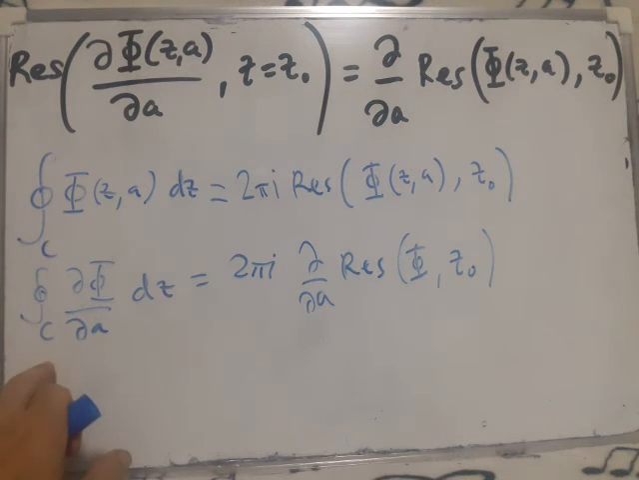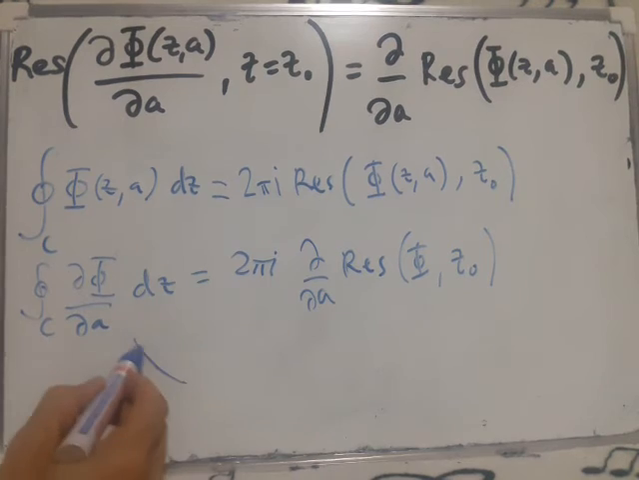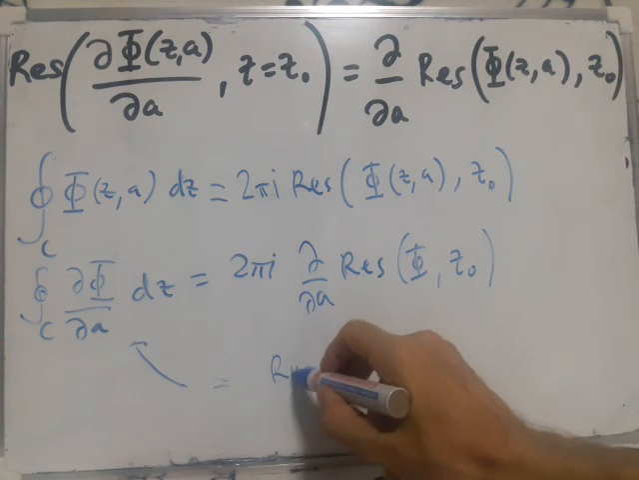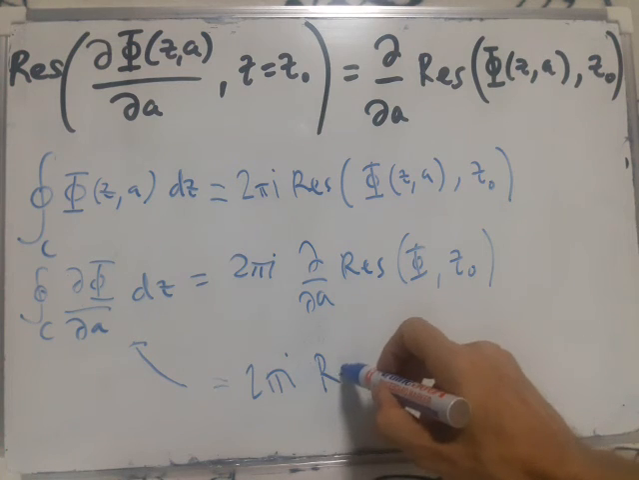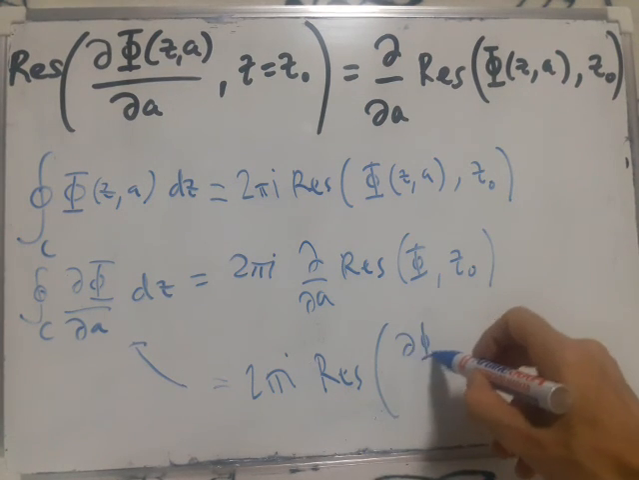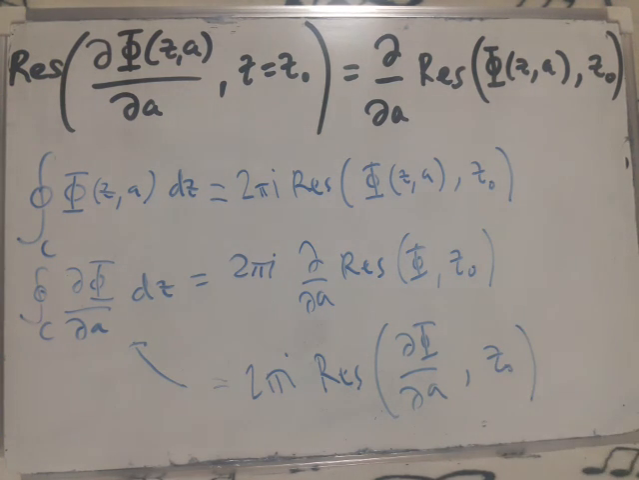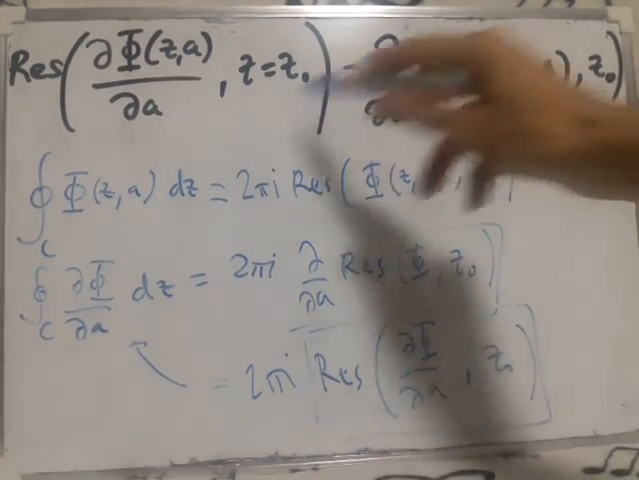But this thing here, I can also apply the residue theorem to this. Okay, so the residue theorem applied to this will give me 2 pi i times the residue of d phi by da evaluated at Z0. So that means these two things are equal. This thing here equals this thing here, which is what we're trying to prove.